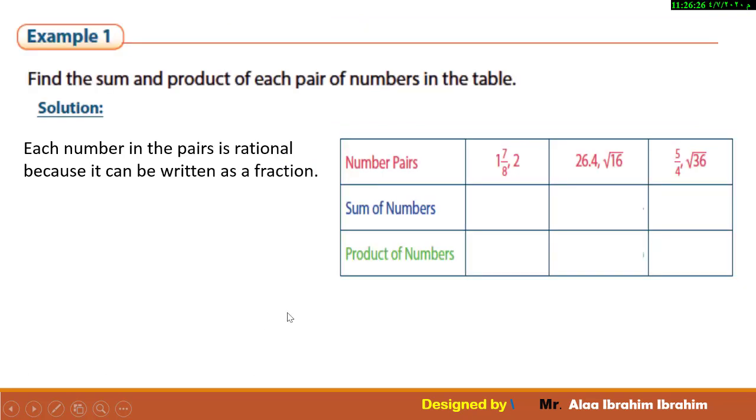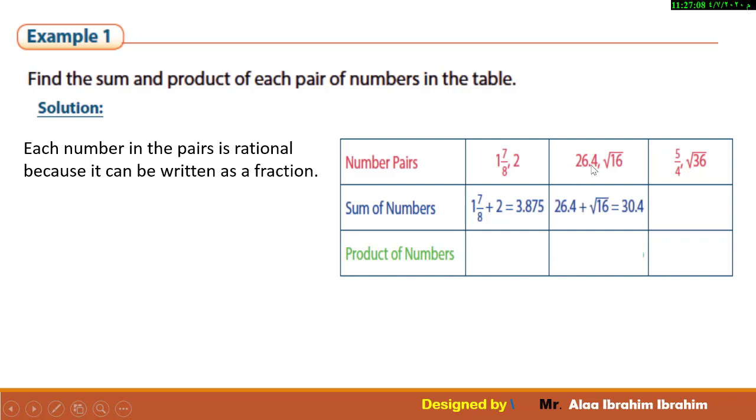Now this is the first example in your Alpha book. Find the sum and product of each pair of numbers in the table. I start with 1 over 7 plus 2. The sum is 3. This number is finite, meaning it has an end, so this is rational for me.